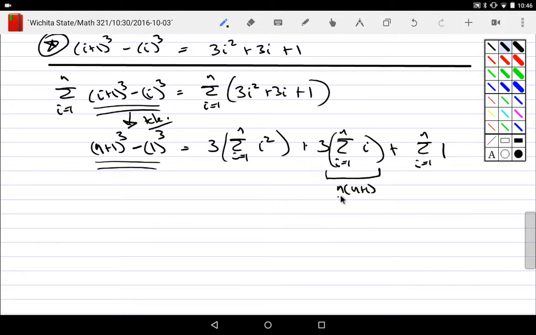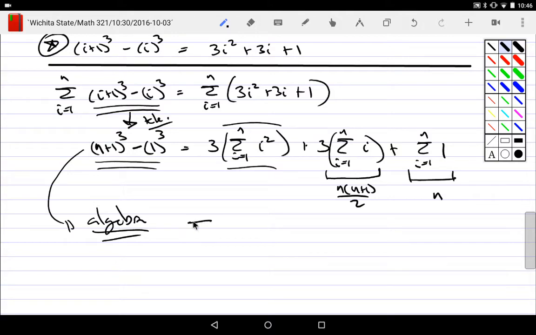N times n plus 1 over 2. What's 1 plus 1 plus 1 plus 1 plus 1, n times? What is the only thing that I don't have known? The sum of the squares. Could I solve for it? Yes. If we would do some algebra, we would find that the sum from i equals 1 to n of i squared would simplify down to n times n plus 1 times 2n plus 1, all over 6.